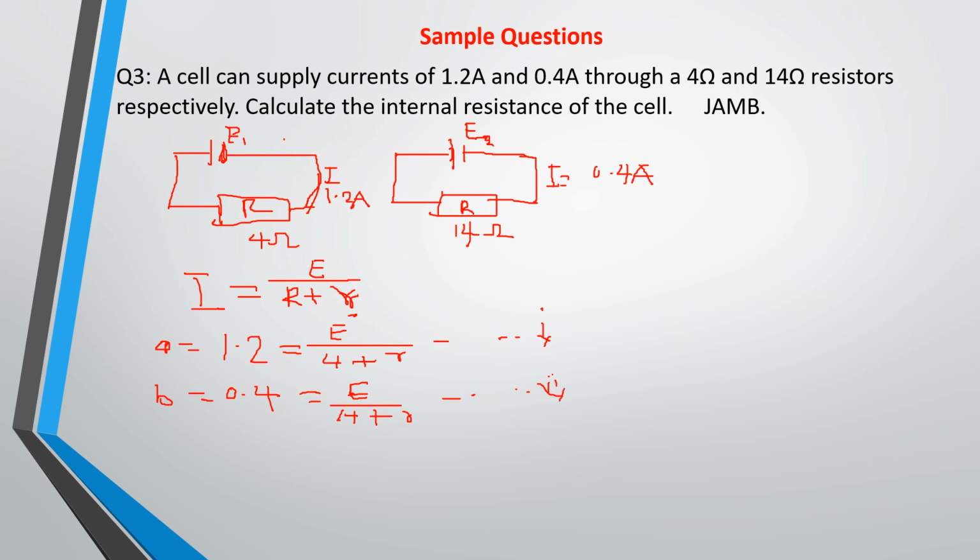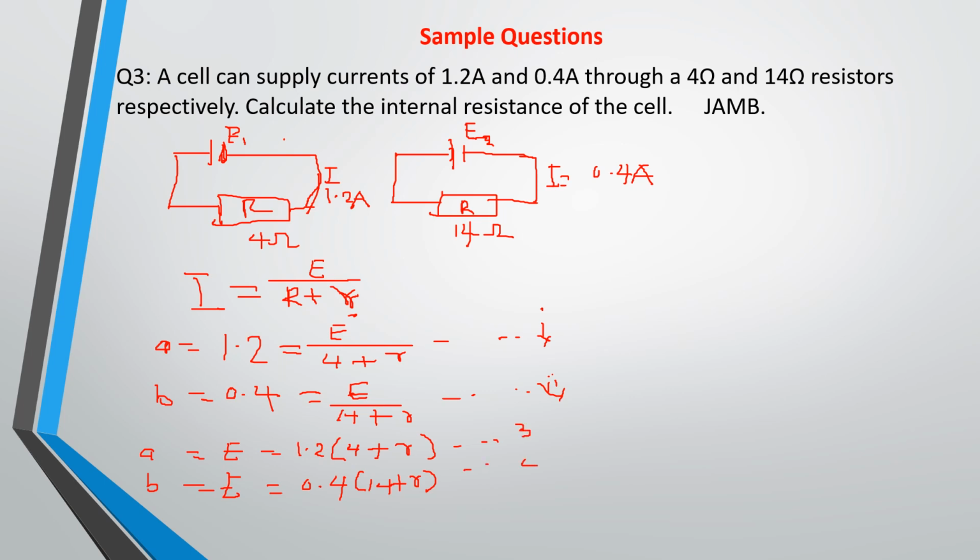Okay, so this equation you can actually make E the subject of your formulas for the two, so that you have that for the A, E is equals to 1.2 bracket 4 plus R. Then for the B, you have that E is equals to 0.4 bracket 14 plus R. Okay, so you have these two instances.